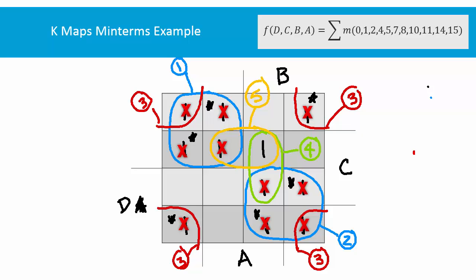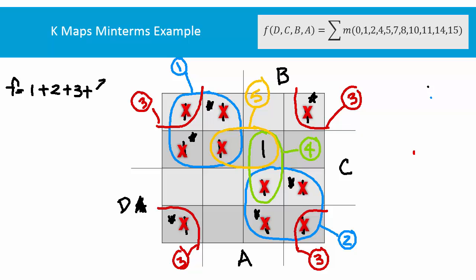So that leaves me with just 1, 1. So the question is, how do I group this one that is being left? There are two possibilities. I either choose group number 4 or I choose group number 5. So this particular problem has two solutions.